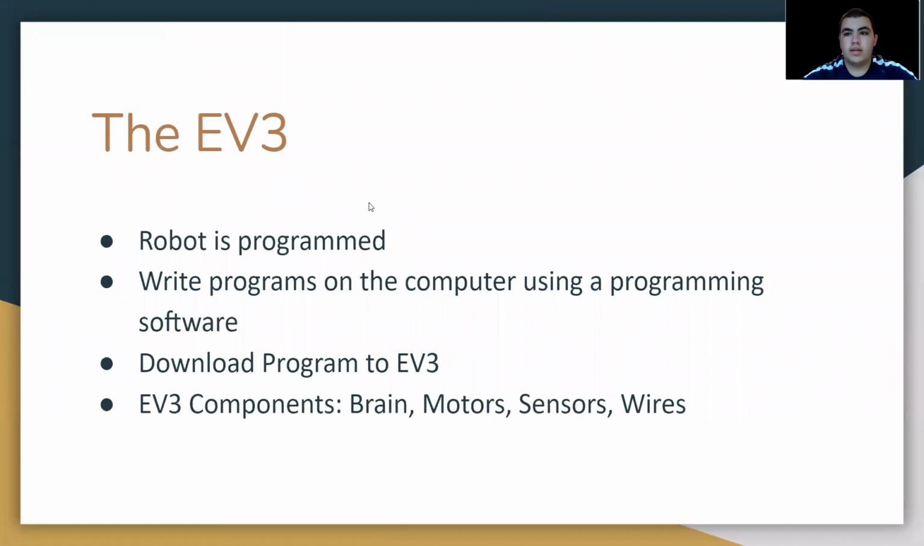So the EV3 is essentially a type of robot. It's really your robot. The components of the EV3 are your brain, your motors, and your sensors that are on the robot. You're programming this robot using programs you write on a computer, and then you're going to download it to the EV3. And then the EV3 will perform the actions of that program. And hopefully this will make a little more sense later on.